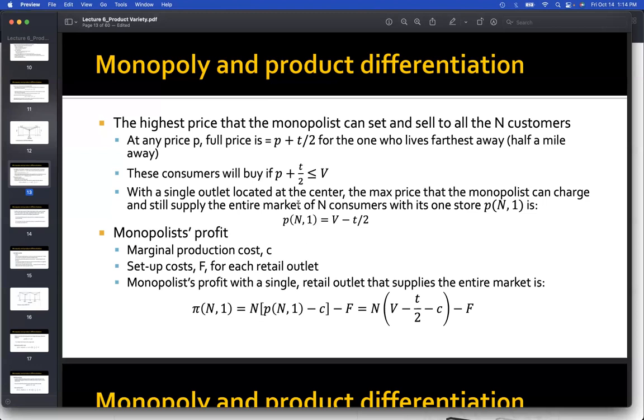Given the fact that you want to sell to everyone. So that's one of the constraints here, that this expression presumes that you'd want to sell to everyone. This is exactly how the price was determined.